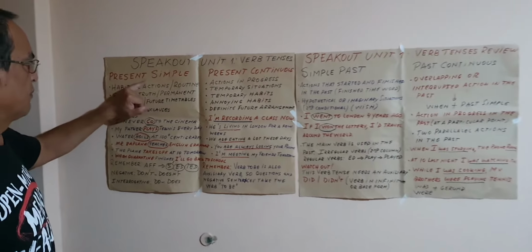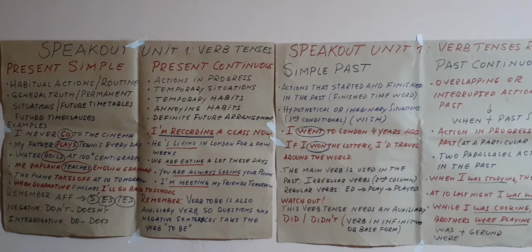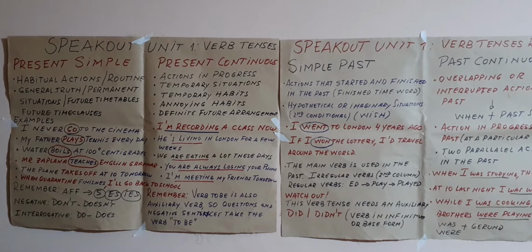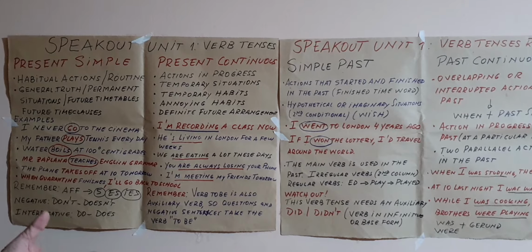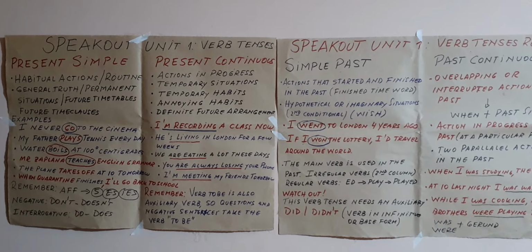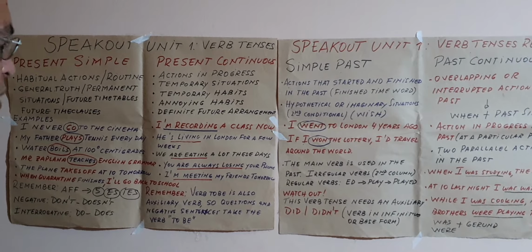For example, the difference between present simple and continuous. While present simple is used for habitual actions, routine, general truth, permanent situations, future timetables, or future time clauses, the present continuous is used for actions in progress, temporary situations, temporary habits, annoying habits, and definite future arrangements.